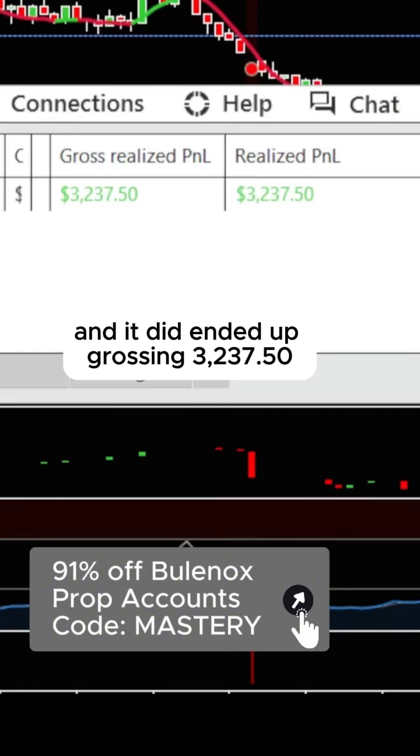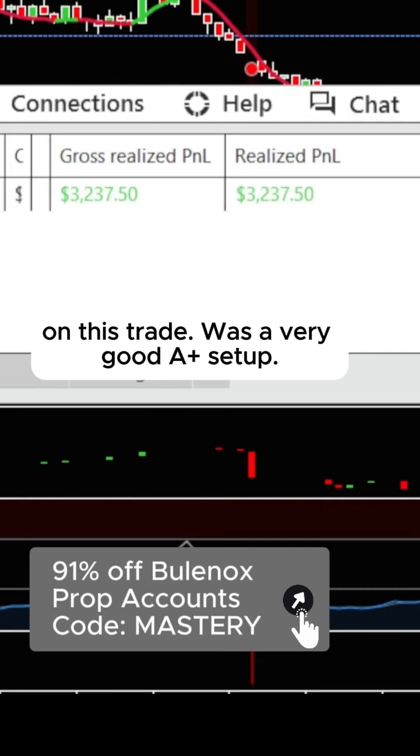And it did. Ended up grossing $3,237.50 on this trade. It was a very good A+ setup.